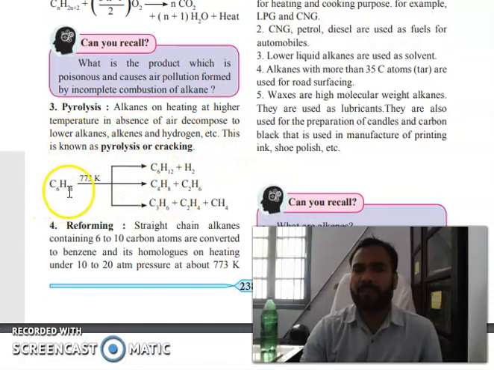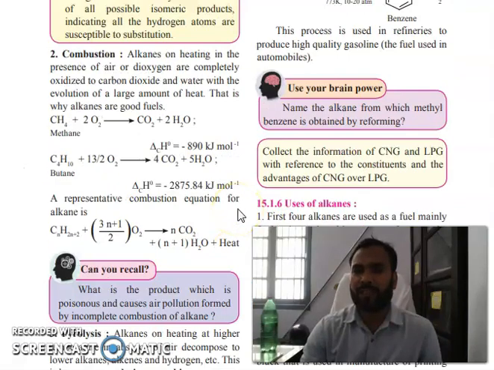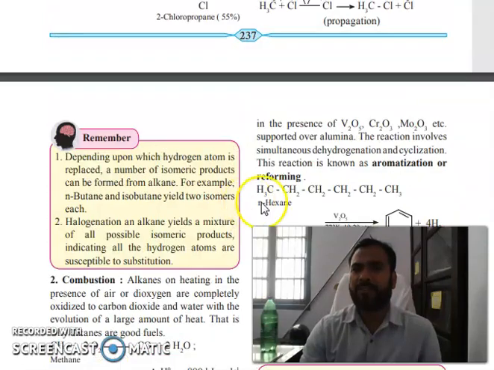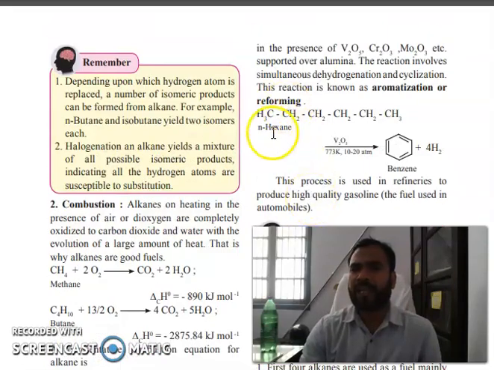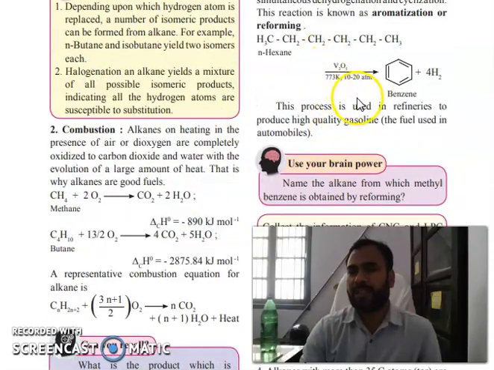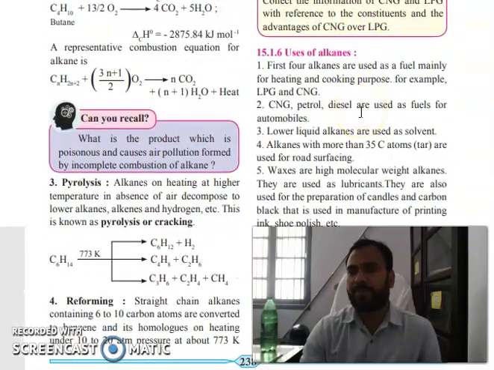Pyrolysis means breaking of this compound. You are getting the fractions and cracking of many hydrocarbons. Reforming. If you have this n-hexane in the presence of vanadium pentoxide, you will get benzene, and these are the reaction conditions. So uses of alkanes, a lot of uses.